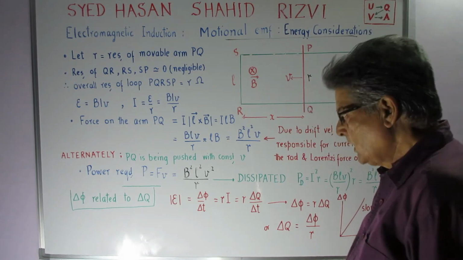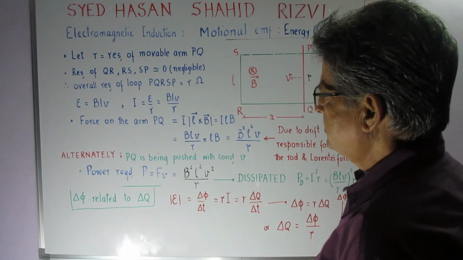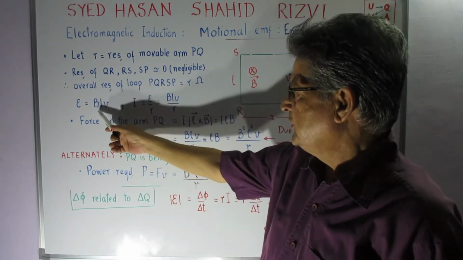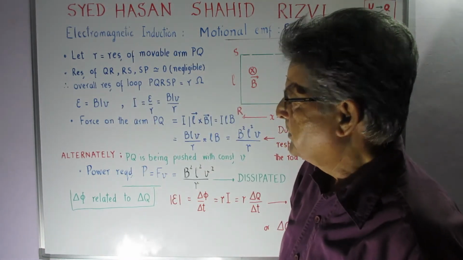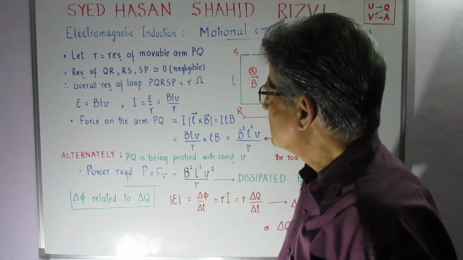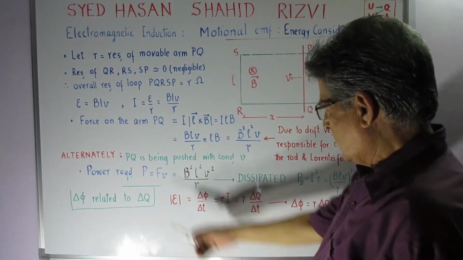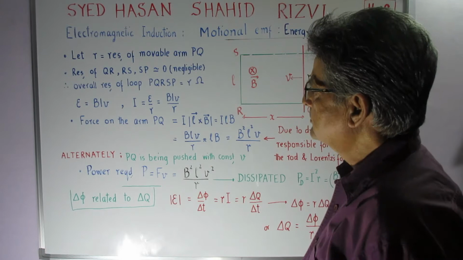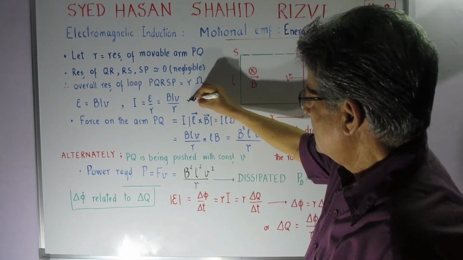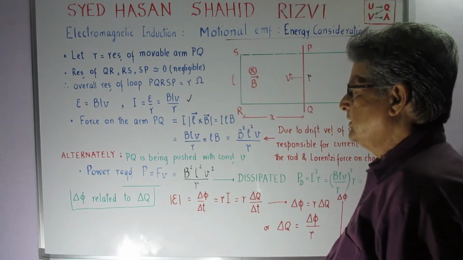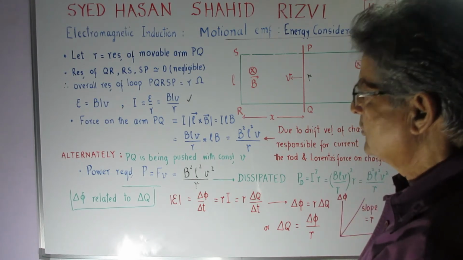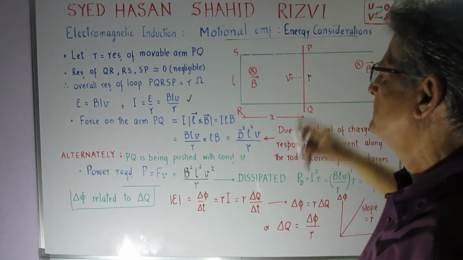Now, upon this we have an EMF which is BLV, or like my teacher Vishnu Bihari Lal, VBL. So the current from Ohm's law becomes equal to the EMF divided by the resistance, and we get BLV divided by r. Now let's see, what is the force on the arm PQ?